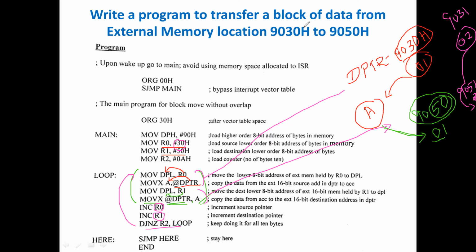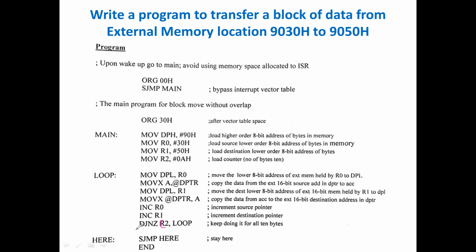This is for the first iteration. Like this, if you do 10 times, the 10 data will be shifted continuously. After 10, if I decrement, it will come to 0, the last value. If it is not 0, jump to loop. If it is 0, the condition is false. Once it is false, the controller will move on to the next instruction. Then it will stop here.